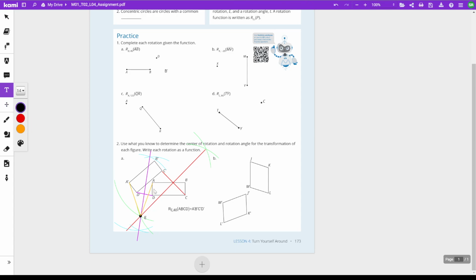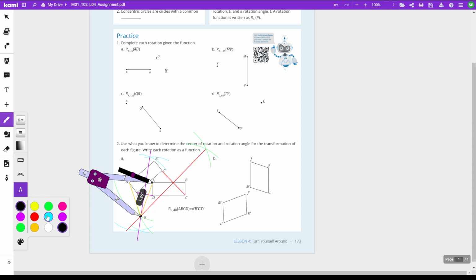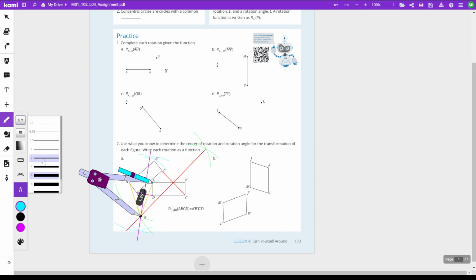Now, one thing I want to note is that, again, this rotation angle that we found was between two corresponding points, right? A prime here, and this is just me wanting to point stuff out. Okay, so don't worry about this. It's not part of the assignment. I just want to point out something here, which is that when we found the center of rotation, we can place the compass there, and we should be able to draw the circular path that this point A traveled to get to A prime.